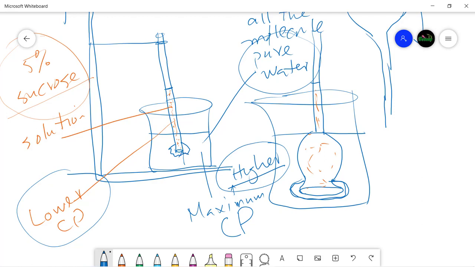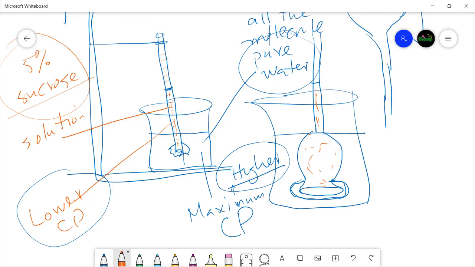And how will you figure out that osmosis is taking place? Because as water starts moving into the tube, the level of the solution inside the tube will start rising. It depends upon how much solute is present. According to that, the water will move inside and this level will start rising inside the tube. So this indicates that water is moving into the tube.